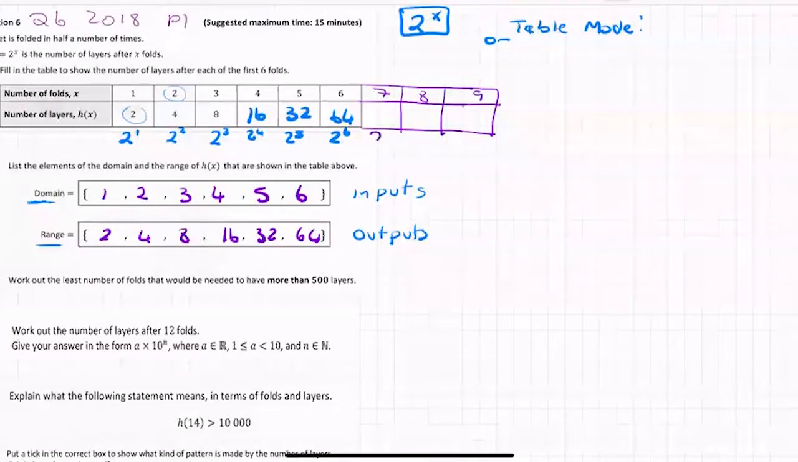So if I do 2 to the power of 7, I am going to get 128. How am I doing this fast? Well, it's the previous answer multiplied by 2. If I do 8 folds, then how many layers do I have? 256. If I do 9 folds, then how many do I have? Well, 512.